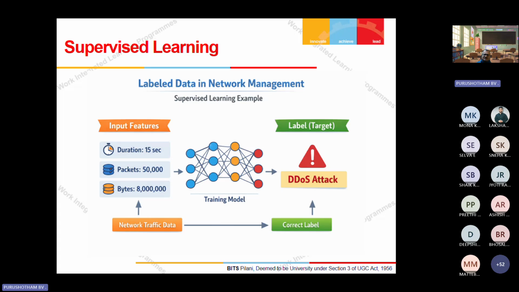So now, based on this, the labeled data in network management helps you to supervise the entire network. For example, say these are the input features you give, network traffic data. Then you also provide the correct labels. The training model will vary with respect to the algorithms. So there is a distributed denial of service attack, then the label, which is going to be the target.